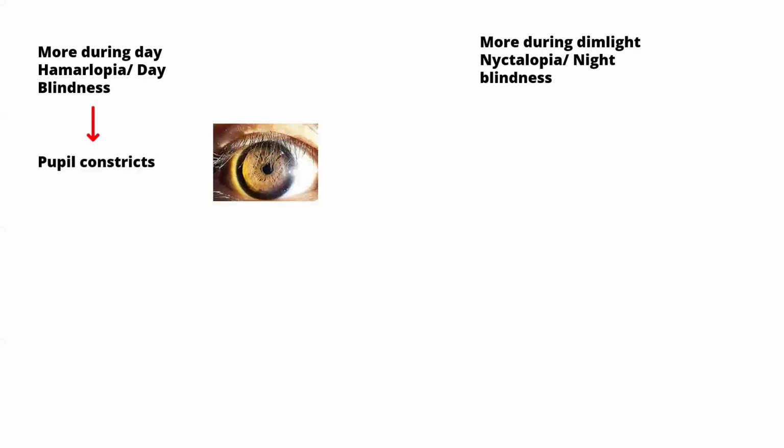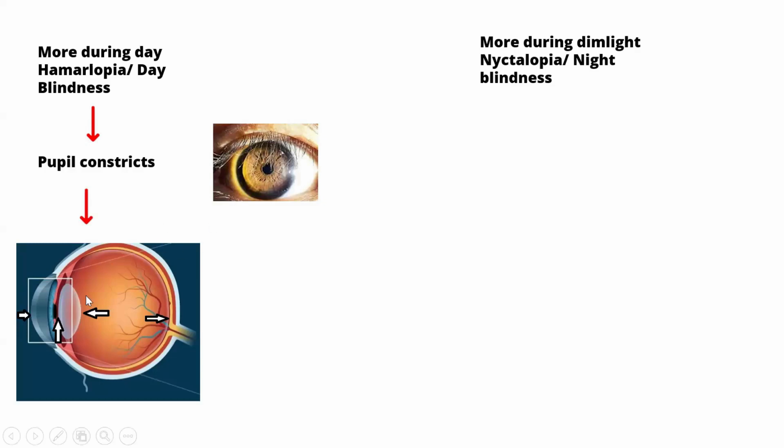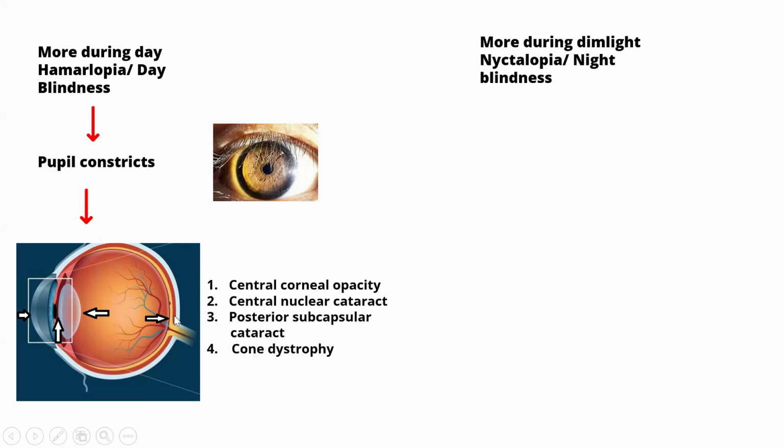The next thing is diurnal variation of vision, whether the diminution of vision is more during the day or more during dim light. If it's more during the day, it is otherwise called day blindness or hemeralopia. What could be the causes? What happens during the day? The pupil constricts in bright light. So any lesion in the pupillary axis or visual axis, such as central corneal opacities, central lenticular opacities, anterior subcapsular cataract, posterior subcapsular cataract, nuclear sclerosis, or anything affecting the cones or the macula, such as macular edema, age-related macular degeneration, cone dystrophies, all these things can cause hemeralopia.